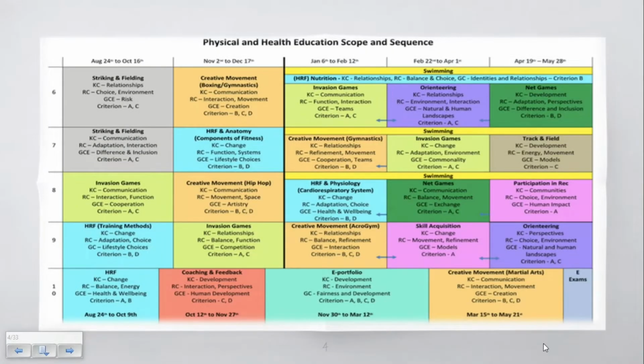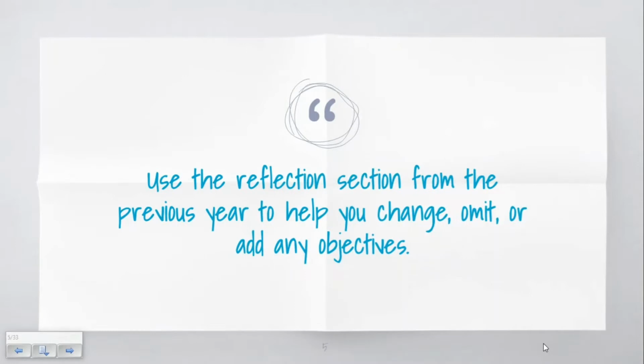The first tip is review your scope and sequence, or the objectives overview, and it looks something like this. Usually this scope and sequence is created by teachers and HODs together. You can see the distribution of the objectives throughout the academic year. Now the first helpful tip is to use the reflection section from the previous year to help you change, omit, or add any objectives. Each teacher should have the reflection section included in her lesson plan, okay? And why is it there?